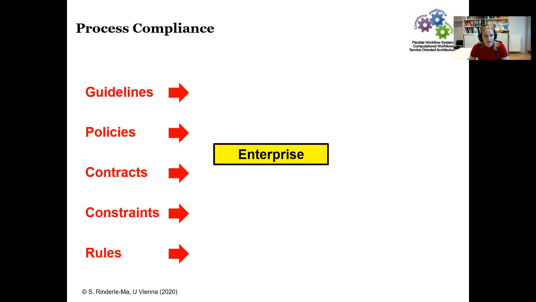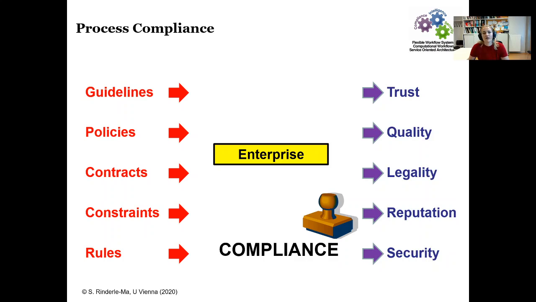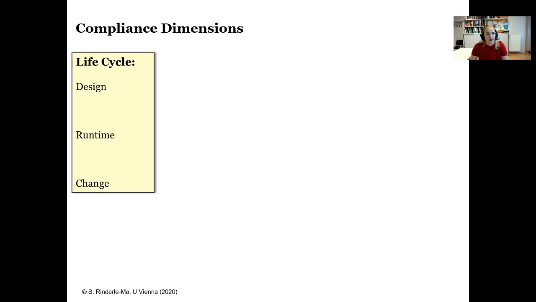So as I said before, every enterprise organization has a lot of things to adhere to. This can also be contracts, for example. And if compliance can be shown, there's also some benefits. Of course, you stay in a legal frame somehow, but you can also, for example, create trust, you can show quality levels, and so on and so forth. And compliance is really challenging.